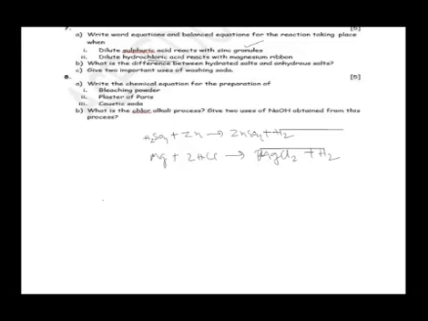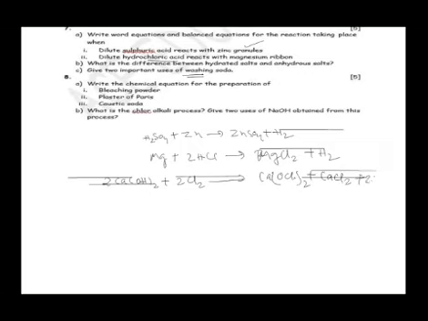What are the uses of washing soda? It helps to remove stains, and it can be used for softening hard water. Write the chemical equation for the preparation of bleaching powder. The bleaching powder preparation will be 2Ca(OH)2, and when it reacts with chlorine, it forms CaOCl2, and you can write the bracket, plus CaCl2 plus 2H2O.